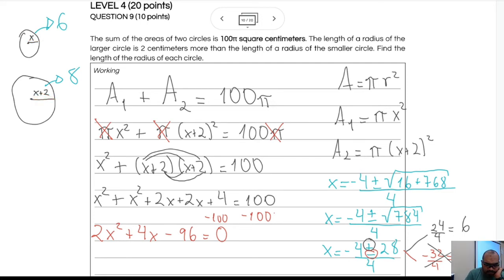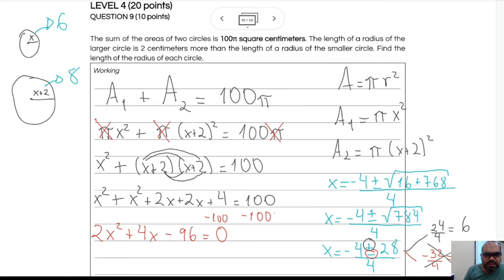Guys, pay attention to the word radius, because in the summative, maybe we could have the word diameter. What does diameter mean, guys, related to radius? Remember, diameter is double the radius, or radius is diameter divided by 2. Radius is diameter divided by 2. Remember that. Area number 1 plus area number 2 equals 100 pi.